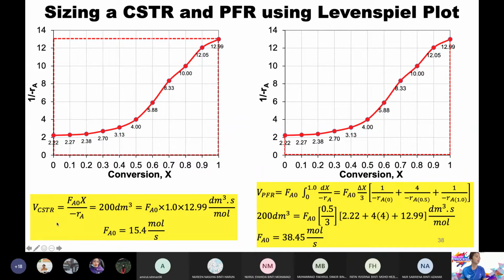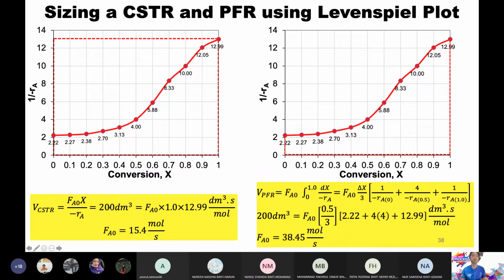Okay, so CSTR volume equals to, again, FA0 X per minus RA. FA0 is the one that we want to find. Okay, so kamu kena faham. Tadi contoh yang sebelum-sebelum ni, kita cari volume. Contoh ni, kita dah tahu volume. Okay, so dalam case yang practically means, katakan dalam plant tu, kita dah ada volume, kita dah ada reactor tu, kita kena adjust molar flow rate. Okay, so FA0 is what we want to find.